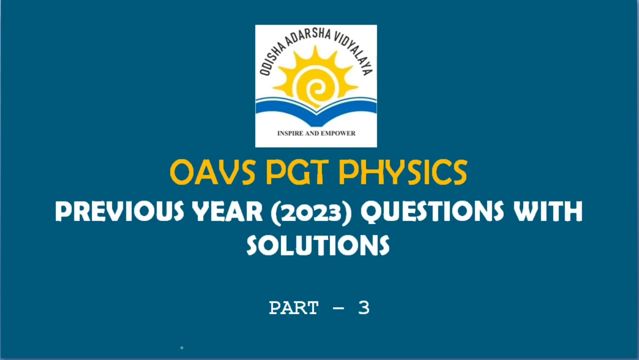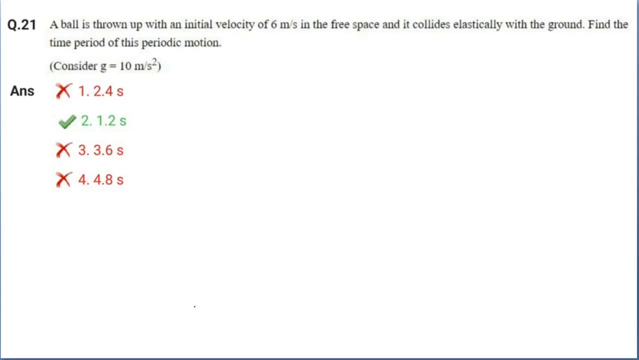Okay, let's start from our next question, question number 21. A ball is thrown up with an initial velocity of 6 meters per second in the free space and it collides elastically with the ground. Find the time period of this periodic motion. We have to calculate the time period. And what is given here?